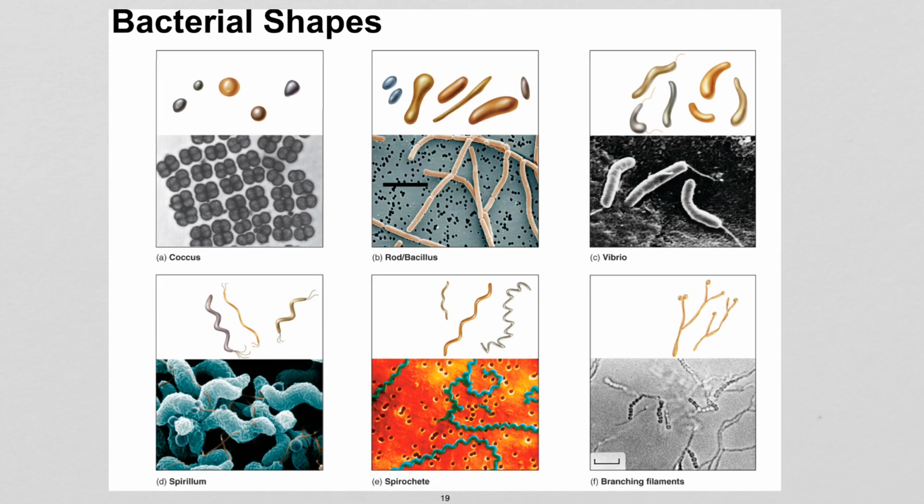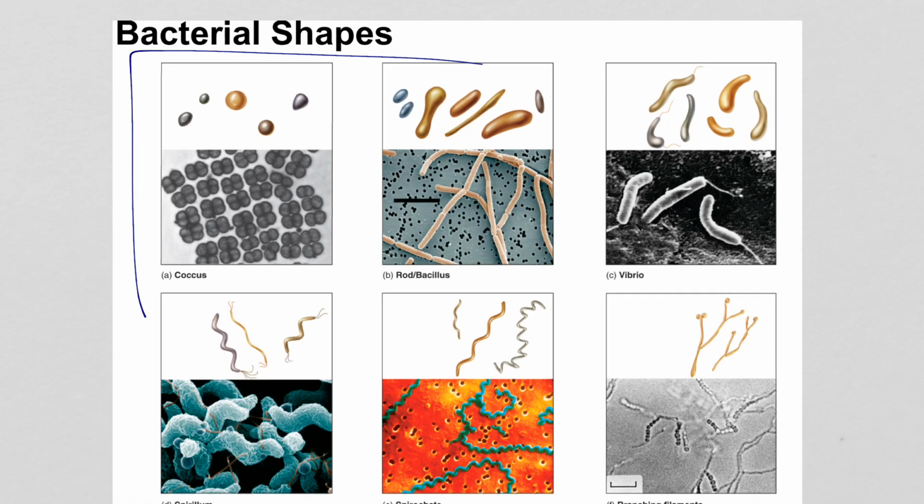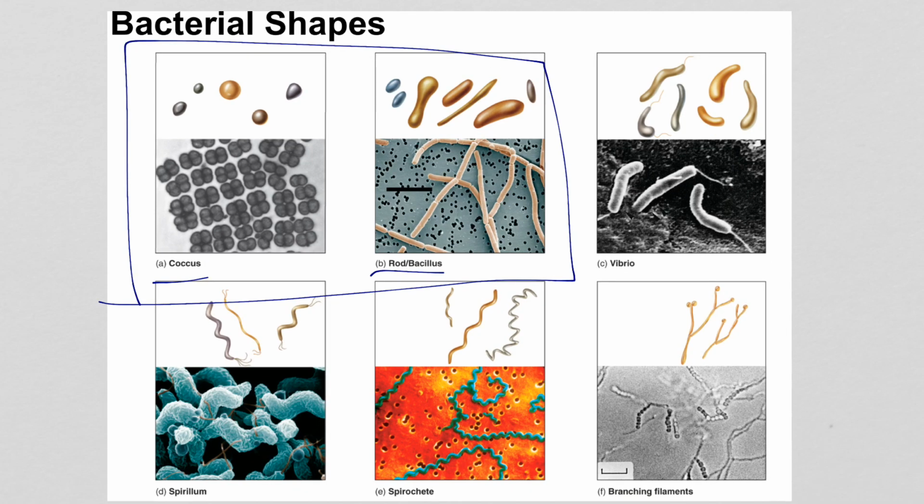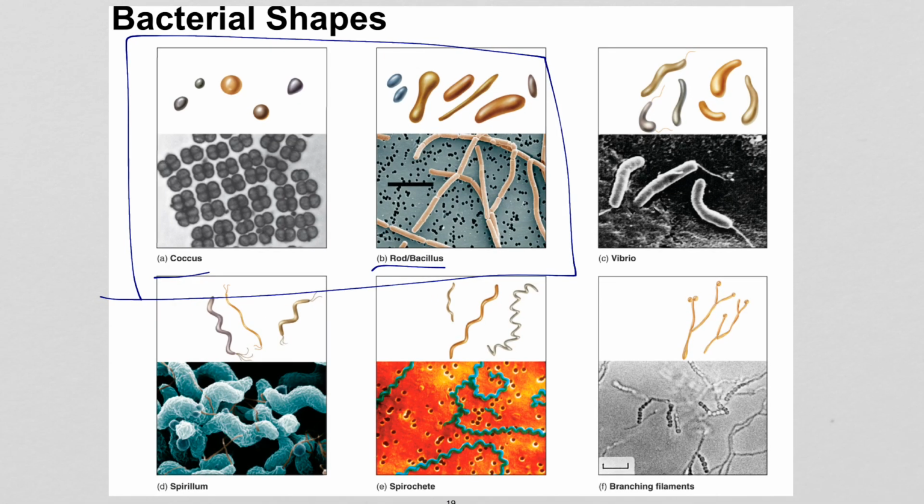Last thing, bacterial shapes. This is pretty straightforward, so I'm just going to let you see the pictures. Just remember, in lab, everything that we see are either going to be spheres, cocci, or rods, also known as bacilli. These other shapes you'll see from time to time, but probably 95% at least of the bacteria that infect people fall into one of those two categories.